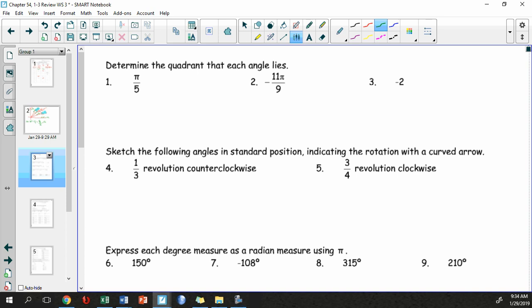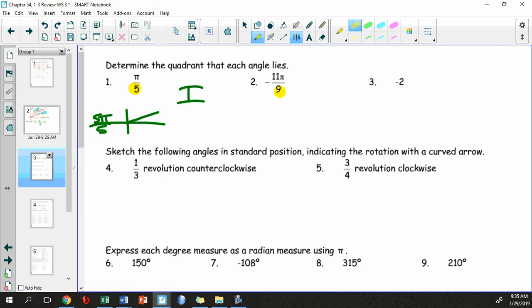Determine the quadrant that each angle lies in. As soon as you get there, I want you to say, okay, what's my denominator? 5, right? So where's my pizza pie? Here's 5 pi over 5. That means I have how many slices up top? How many slices in the bottom? 5. And how many slices do I want? I only want one slice, which means my one slice is over here, so that's in what quadrant? Quad 1. Right? Go to the next problem.